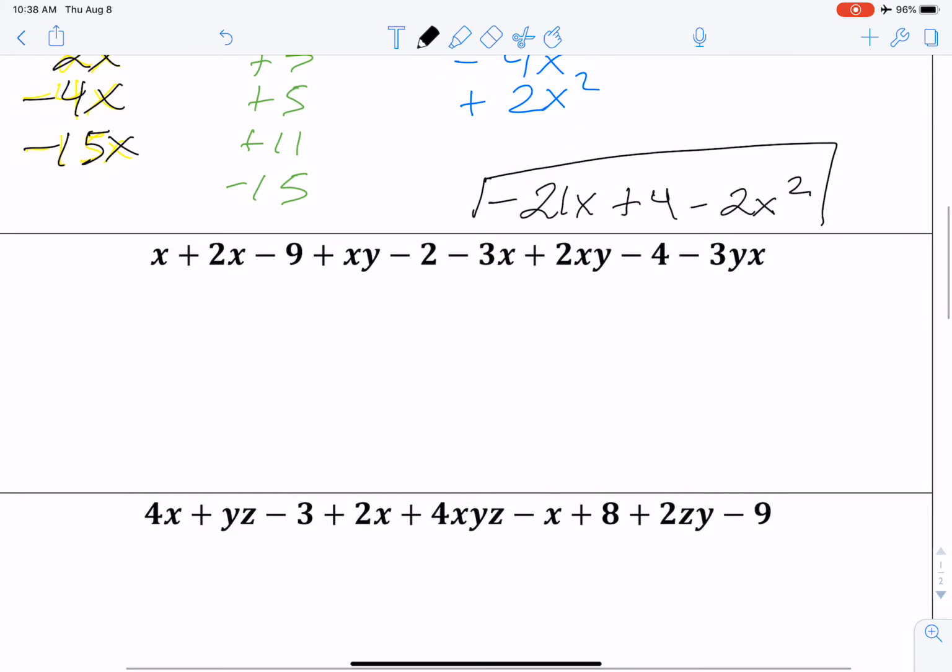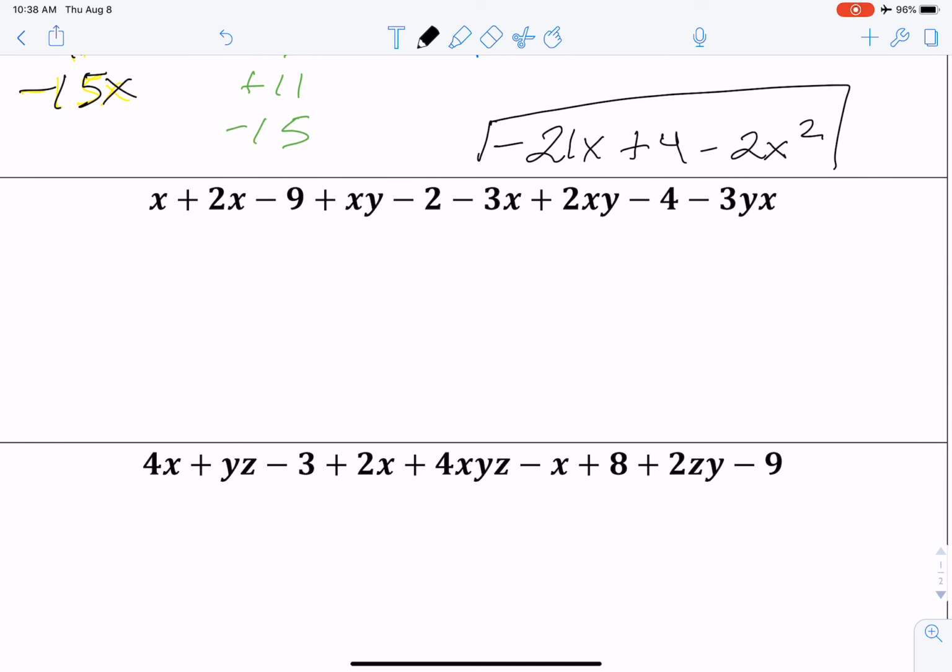Okay, here's another example. Okay, so this one might look a little scary because we have 2 letters, but we're going to treat it the same way. So first term is an x, so we're going to find every term in this expression that has an x only, and it can have a number, it's fine. So the 2x is a like term. This xy is not because it has a y. So we're going to go over, this is another like term, a negative 3x, and that is all.